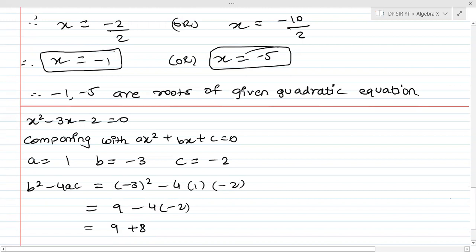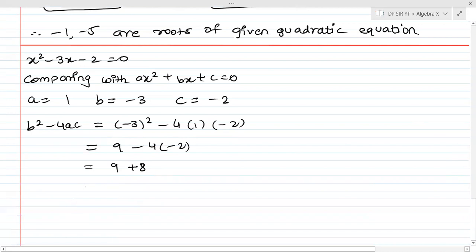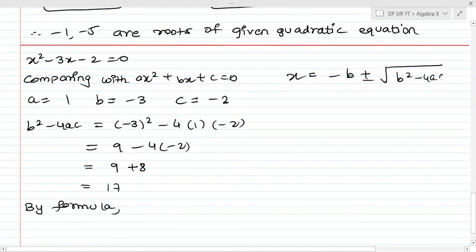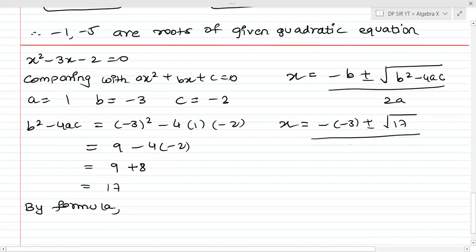So here it's going to be 17. By formula, you need to remember the formula. x is equal to minus b plus or minus under root of b square minus 4ac upon 2a. So x is equal to, just substitute minus b, meaning minus of minus 3, plus or minus under root of b square minus 4ac is 17, upon 2a, so 2 into 1. It's not necessary that the value of a will be 1 every time, it might be a coincidence as well.